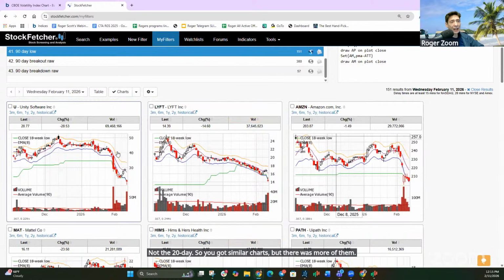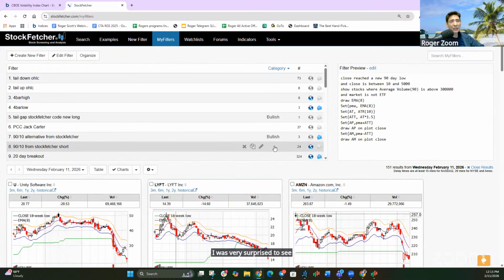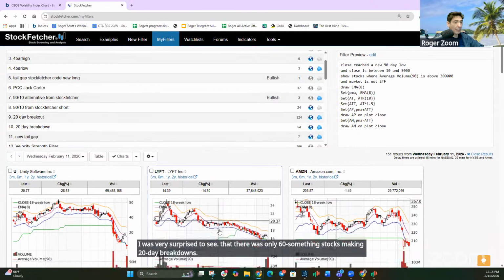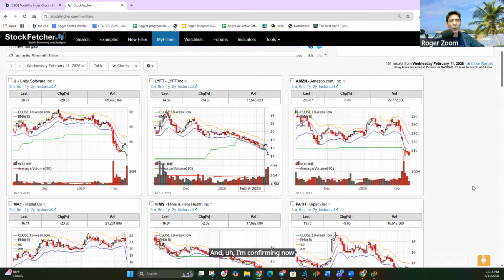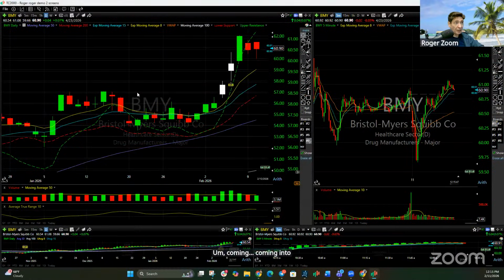My point is, when I looked at it this morning, I was very surprised to see that there was only 60 something stocks making 20-day breakdowns. And I'm confirming now. So I wasn't as bullish as a lot of people may think. I was very, very neutral coming into today. I was very surprised that the market did what it did.